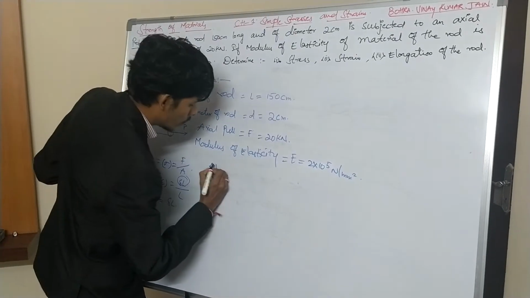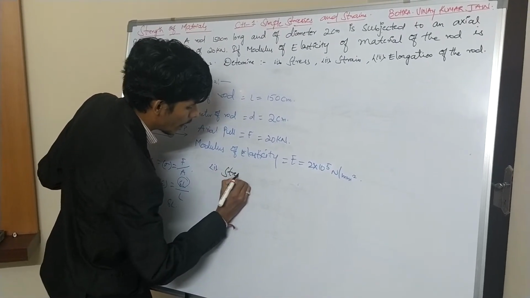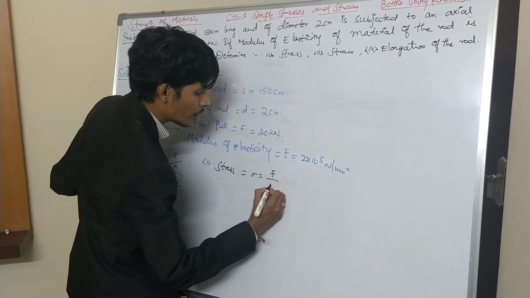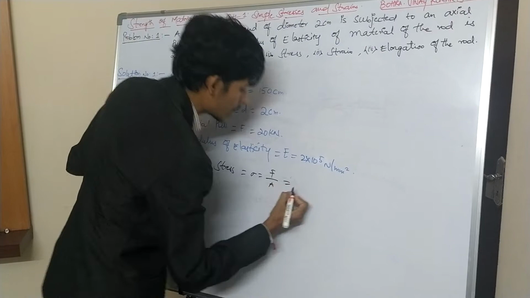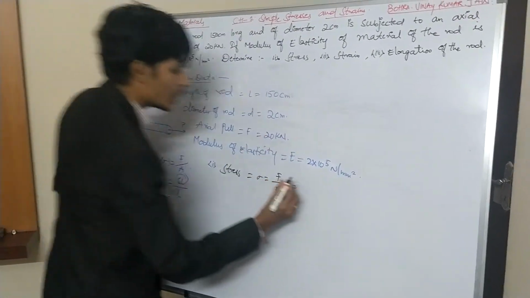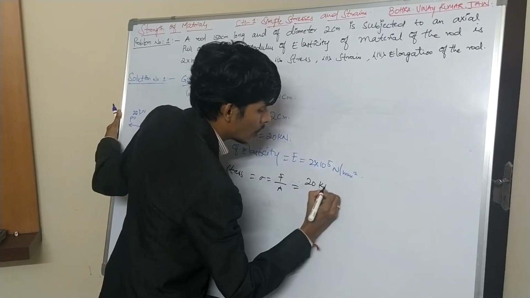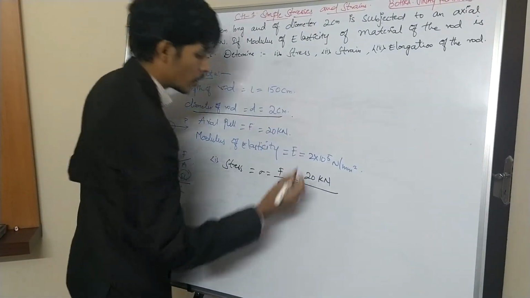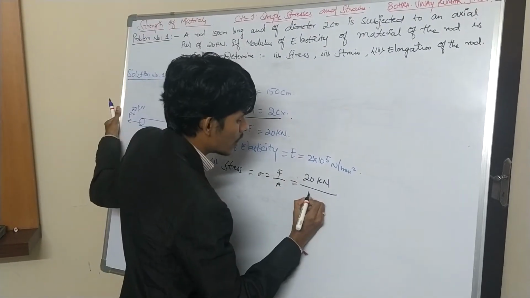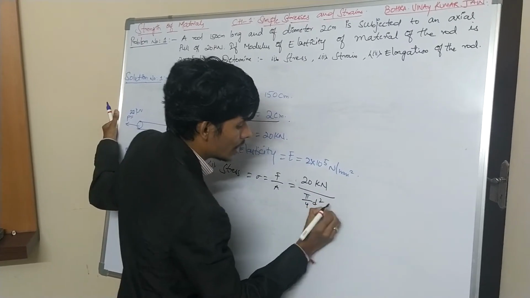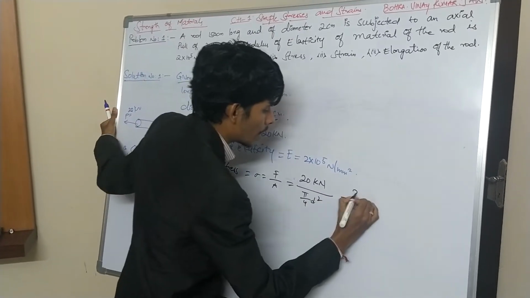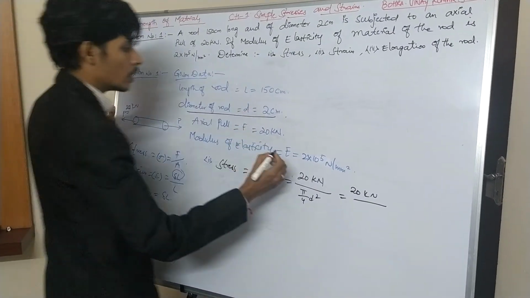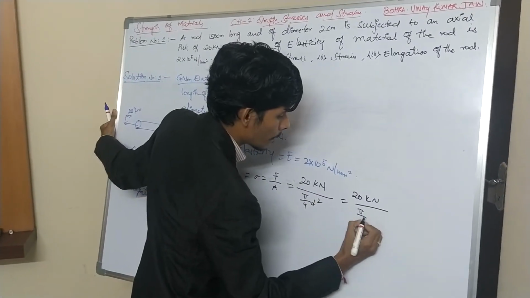So what is stress? Stress sigma is equal to force acting per unit area. The force he has given is 20 kilonewton, and based on the given diameter of the rod you can calculate the area, so pi by 4 d square. So 20 kilonewton divided by pi by 4.